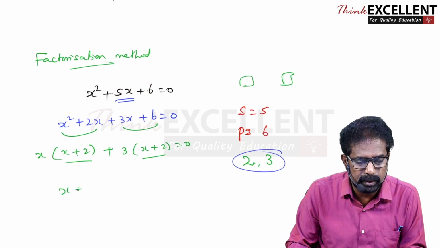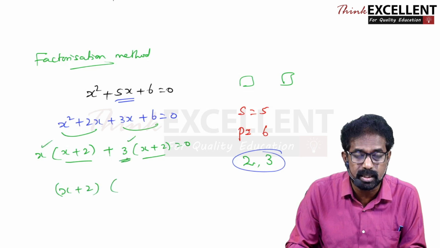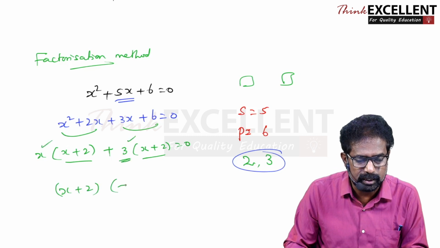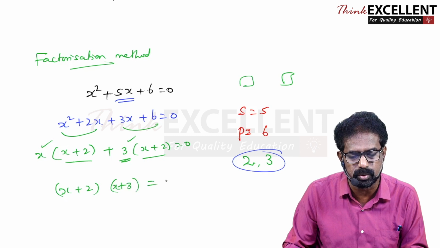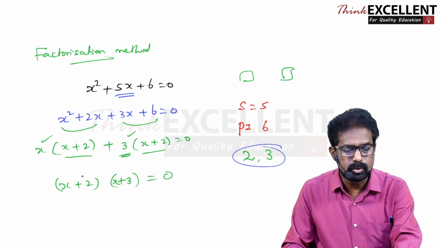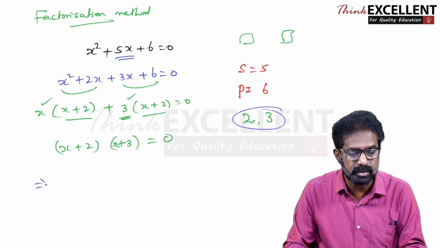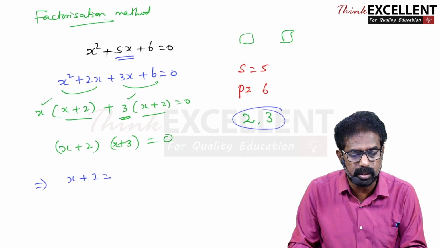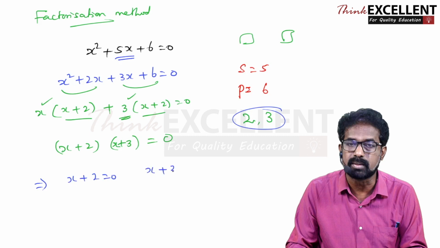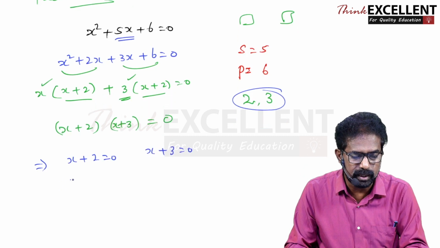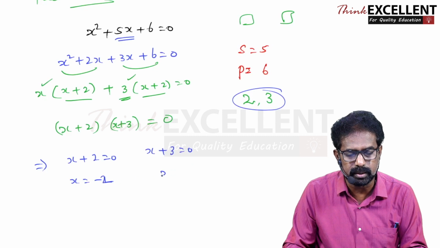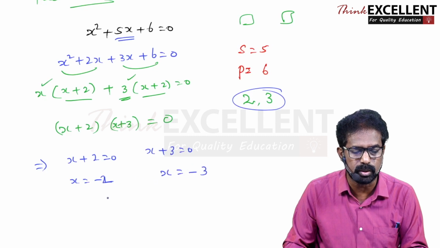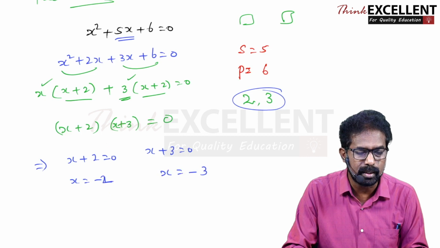So take that x plus 2 common. What are you getting now? What is left out? x plus 3. If nothing is there, you write 1 there, okay? So x plus 3. Suppose a minus sign is there, you write that minus also. Equal to 0. Now two possibilities: either x plus 2 is 0 or x plus 3 is 0. x plus 2 is 0 means x is equal to minus 2, and x plus 3 is 0 means x equal to minus 3. So the solution is minus 2 and minus 3.